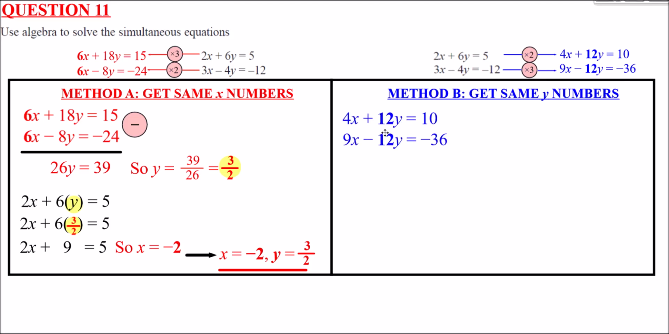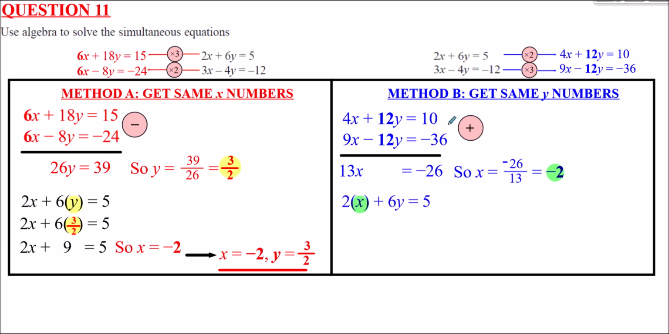Now, looking at the signs in front of my same numbers, my same numbers are 12s. One is a plus, and the sign in front of the other is a minus. Since these signs are different, we add the equations together. So 4x plus 9x will give 13x. 12y plus minus 12y cancels, and 10 plus minus 36 will give minus 26 overall. So I get 13x equals minus 26. I can now divide both sides by 13, so x will be minus 26 divided by 13, which is minus 2.